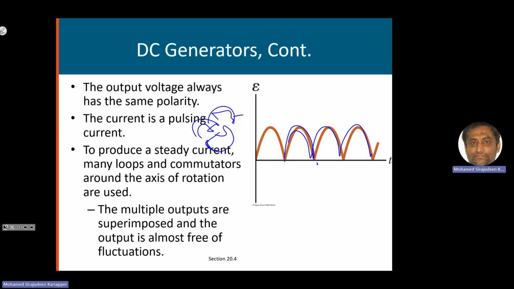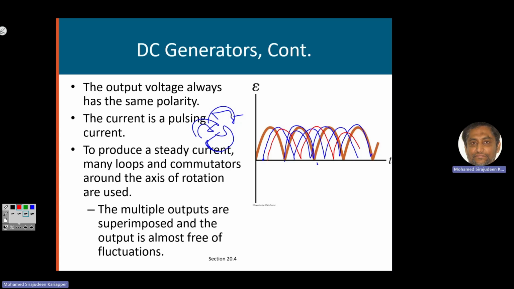So each commutator will produce, because there'll be a difference between when they are getting 0. So the second commutator will be like this. And there'll be a third commutator, a little away like this. And so on. We will have numerous commutators around it. So each commutator will have a slightly different offset from the previous one.